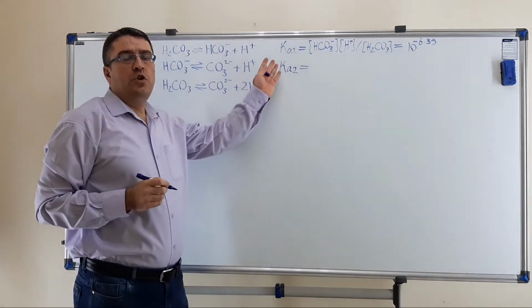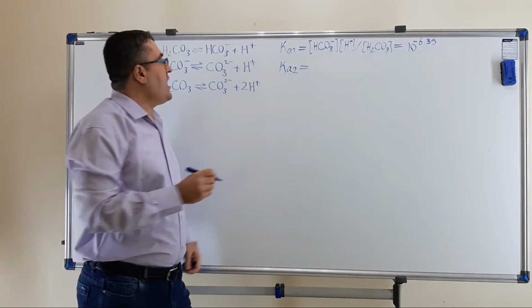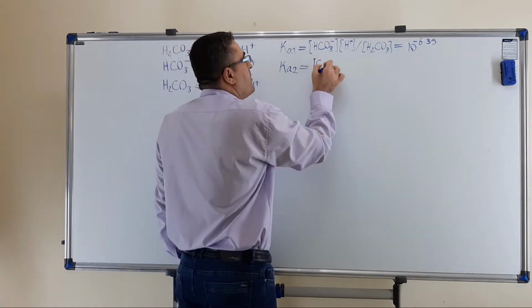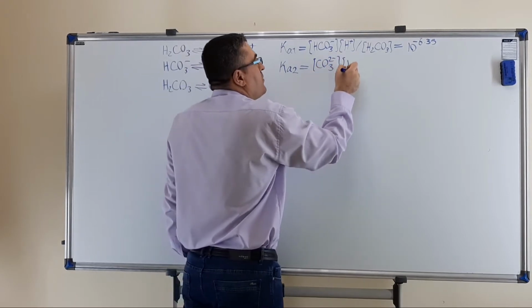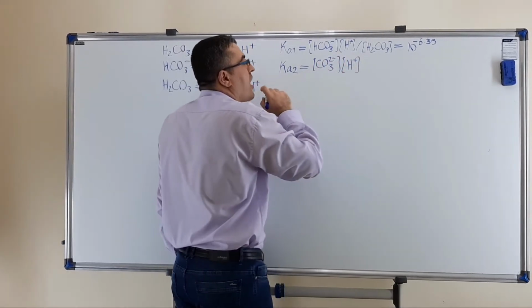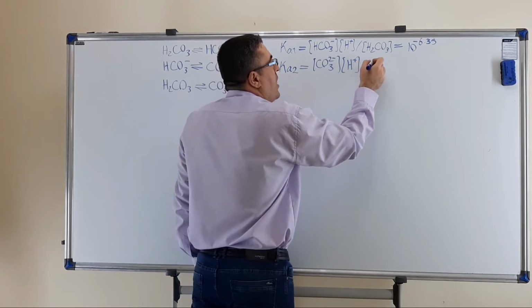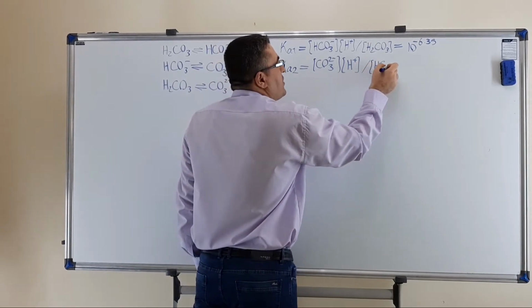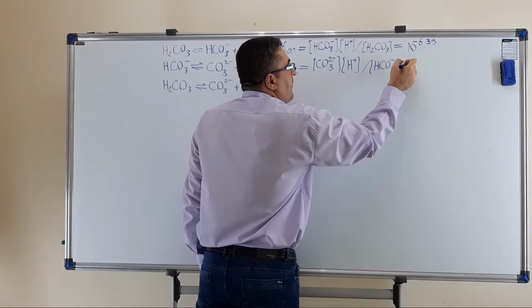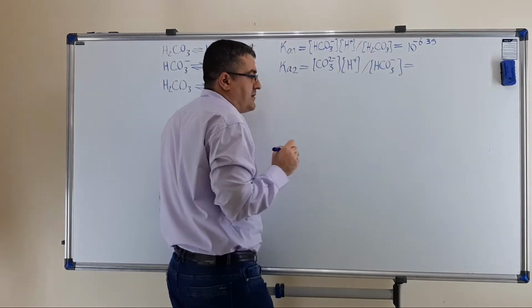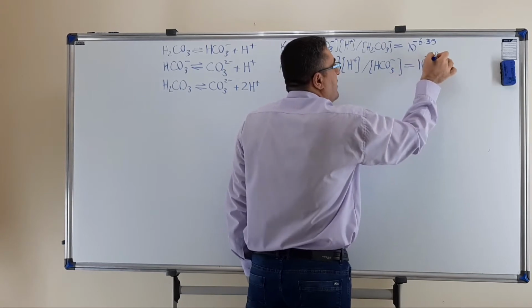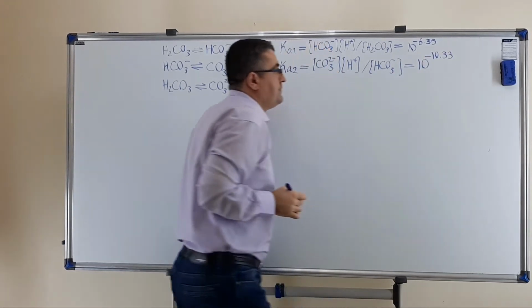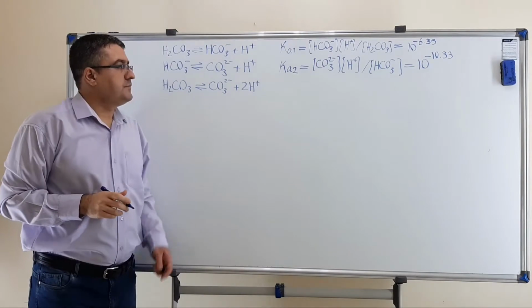In terms of equilibrium concentrations, Ka2 is equal to the equilibrium concentration of carbonate anion times the equilibrium concentration of hydronium cation over the equilibrium concentration of hydrogen carbonate. At 25 degrees Celsius, it is equal to 10 to the power of minus 10.33.